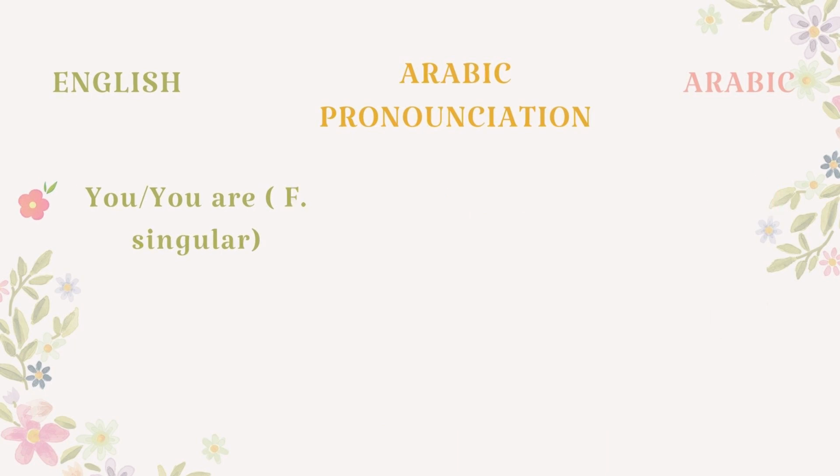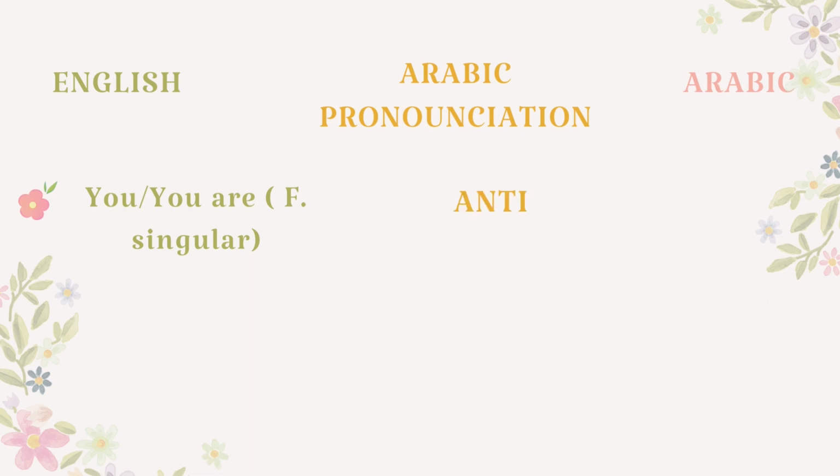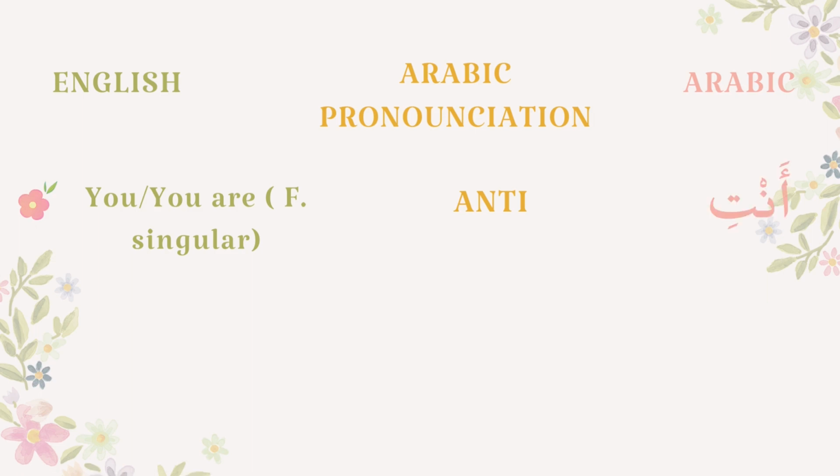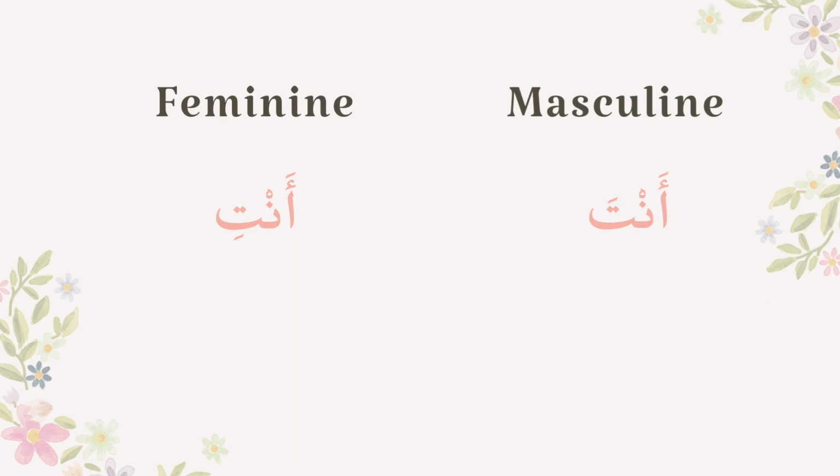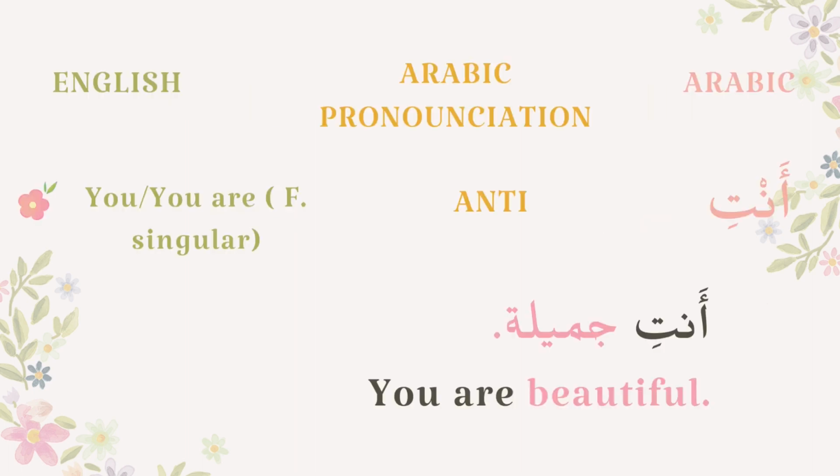Finally, let's take the last pronoun for this lesson, you and you are for feminine singular, which is pronounced in Arabic as أنتِ, and it's written like this. Notice that أنت and أنتِ are written the same. The only difference is the ta letter at the end. For the feminine, there is kasra instead of fatha. The kasra indicates feminine. Here is an example for this pronoun. The sentence أنتِ جميلة, which means you are beautiful.